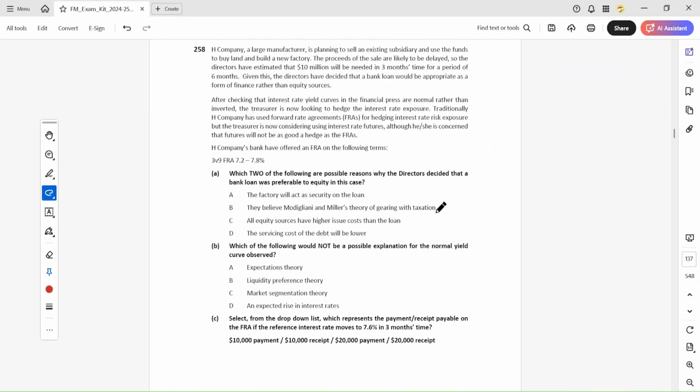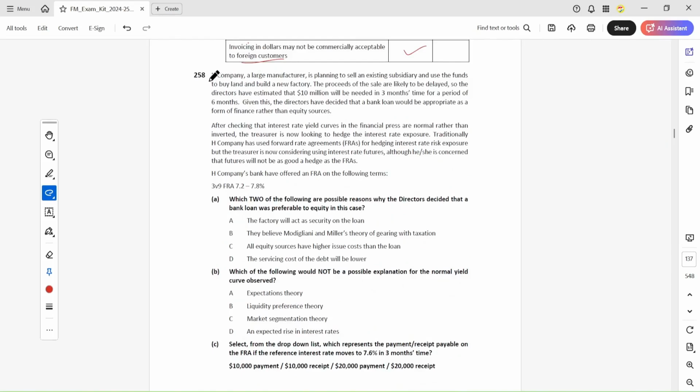Okay, the next is 258. H company, a large manufacturer, is planning to sell an existing subsidiary and use the funds to buy and build a new factory. The proceeds of the sale are likely to be delayed, so the directors have estimated that 10 million will be needed. So we have to borrow for a period of 6 months. In 3 months we need it, and we will borrow for 6 months, so it means 3 to 9. Okay, 3 to 9 is the contract duration.